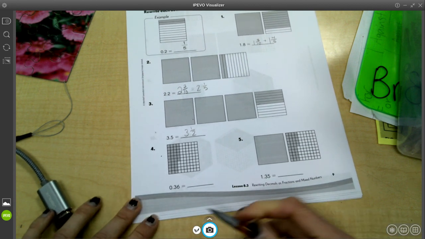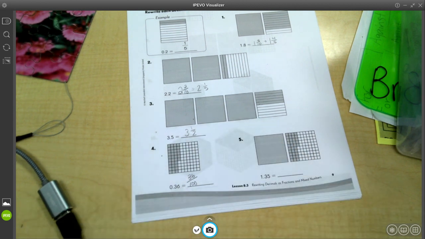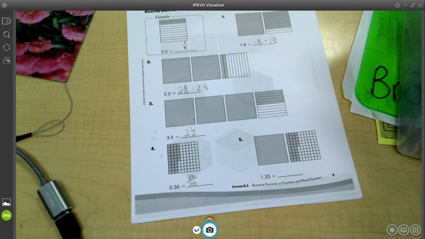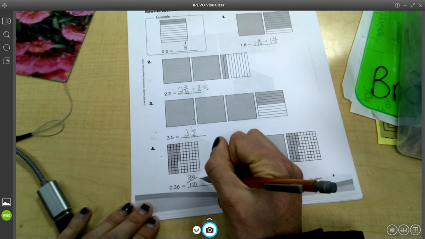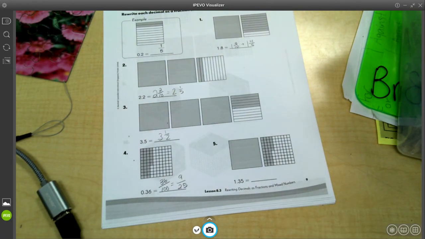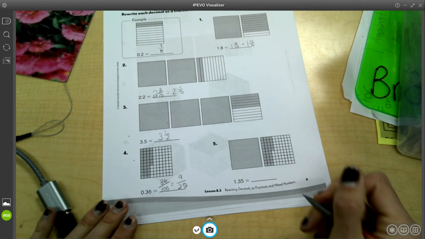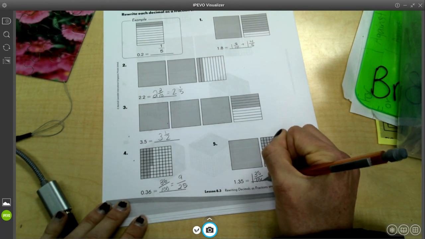Here's 36 hundredths, which is going to look like this, 36 hundredths. Both of those numbers are divisible by 4. 36 divided by 4 is 9. 100 divided by 4 is 25. Gives me 9/25. 1 and 35 hundredths is going to look like this, 1 and 35 hundredths.